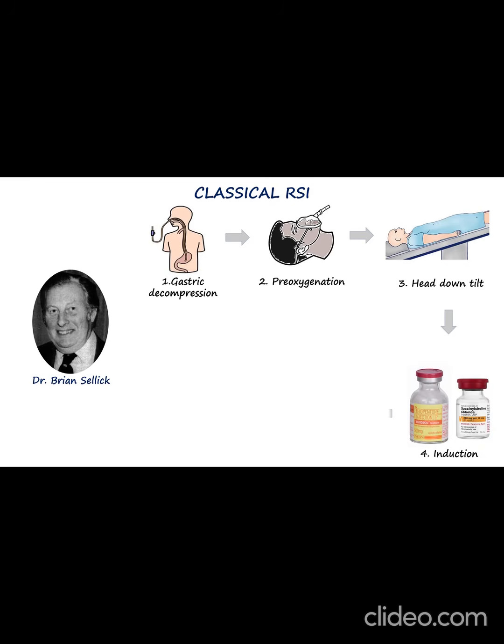The Sellick maneuver, or firm cricoid pressure, is applied before the loss of consciousness and maintained at 30 newtons of force to mechanically occlude the esophagus against the vertebrae. The aim is to prevent gastric content from leaking into the airway.